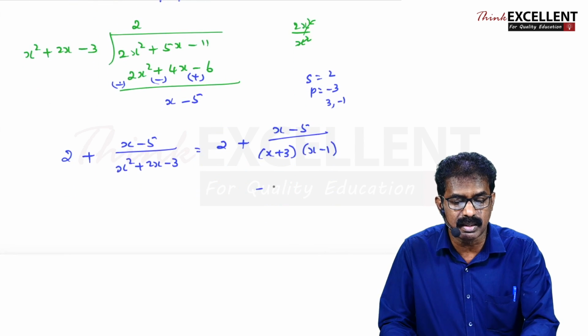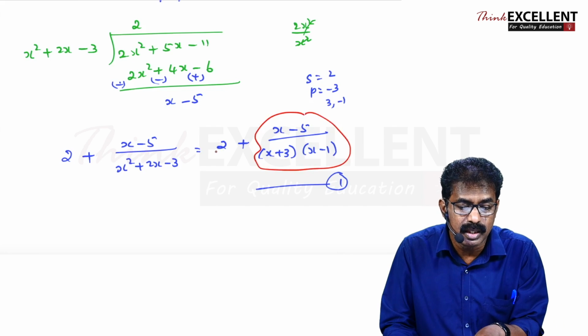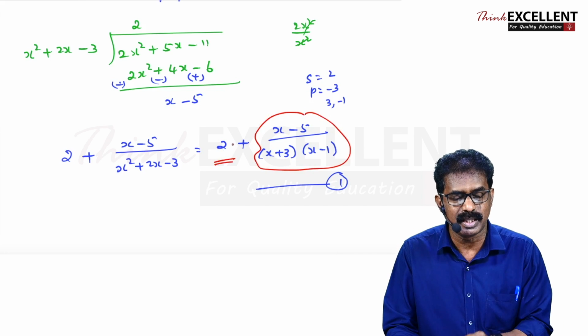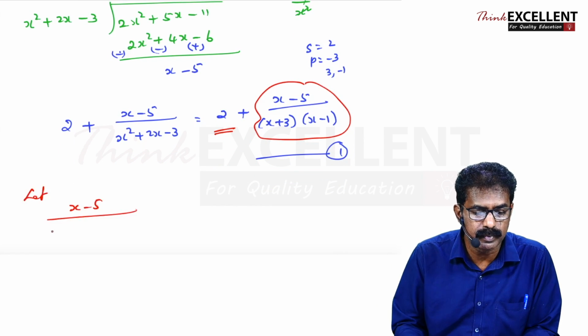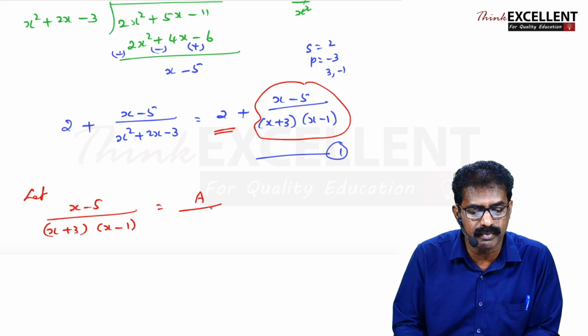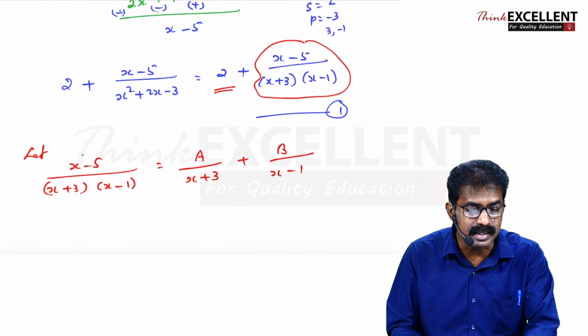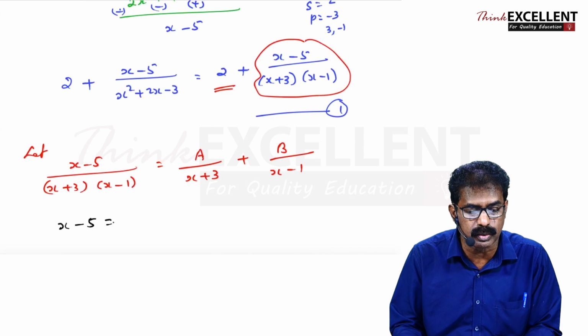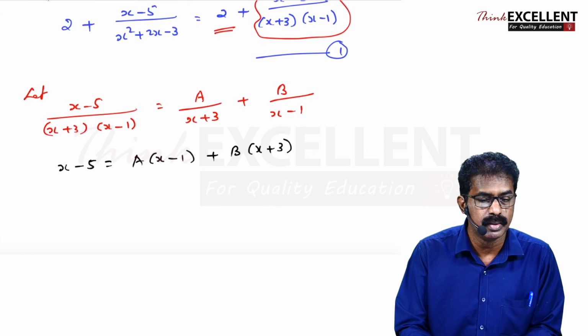So this is our answer, right? But you resolve it into partial fraction and substitute. So this part you resolve into partial fraction. With that answer, don't forget to add that 2 plus. Now we take only that part. So let x minus 5 by x plus 3 into x minus 1 is equal to a by first factor plus b by second factor. Any order you can write, nothing wrong in that. Take LCM and cancel. So finally you will get x minus 5 is equal to a into x minus 1 plus b into x plus 3. This after cancelling the denominators, right?